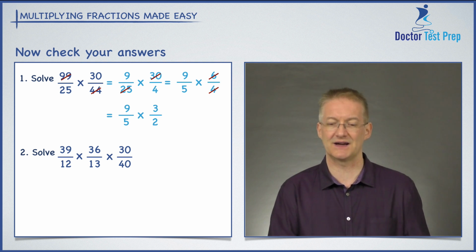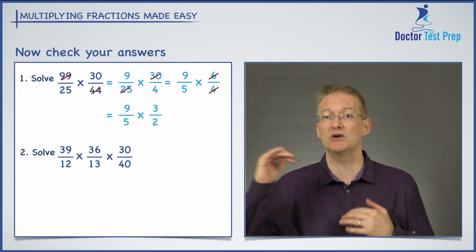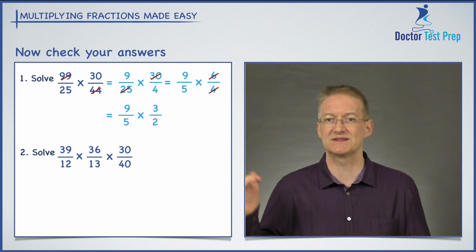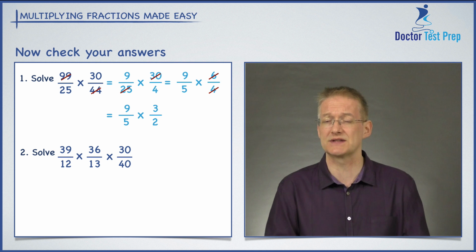So I have 9 over 5 times 3 over 2. Now nothing else will reduce here. Notice I cannot reduce the 9 and the 3 because they're both numerators. They're both on the top. I need to have something on the top and something on the bottom. So nothing else I can do here.